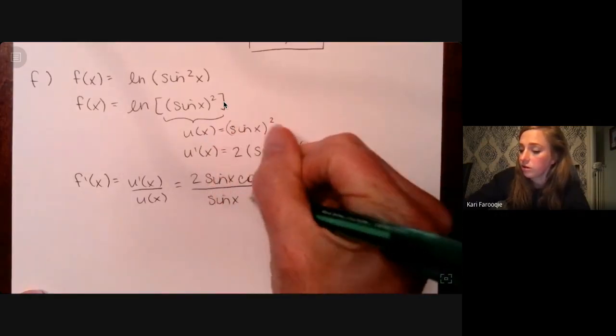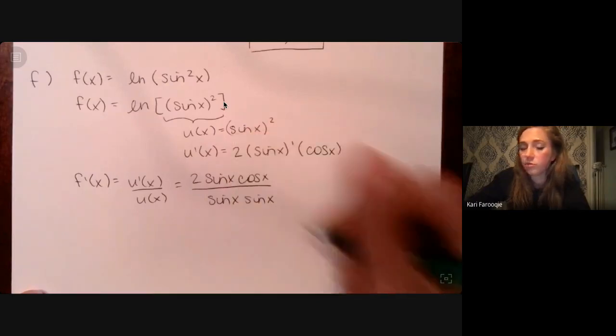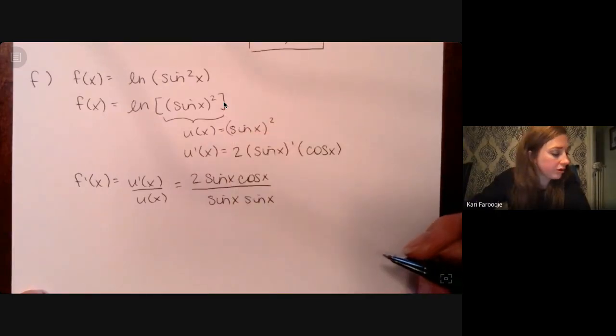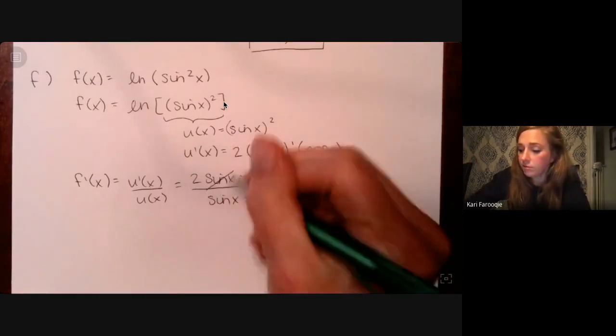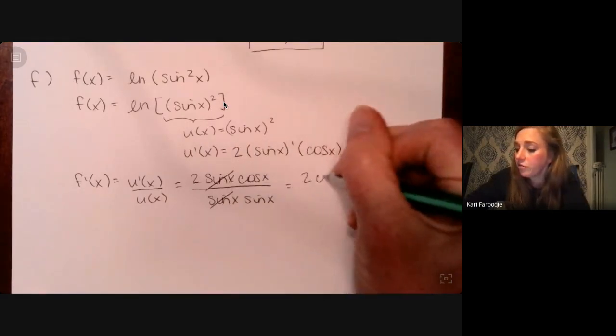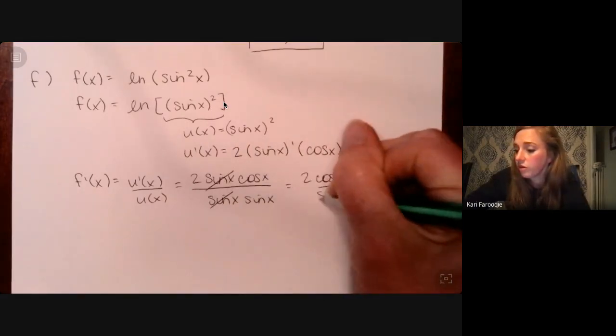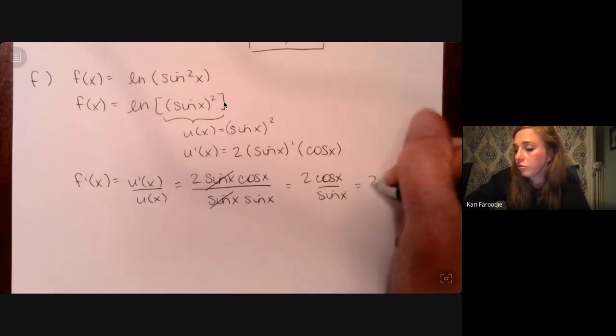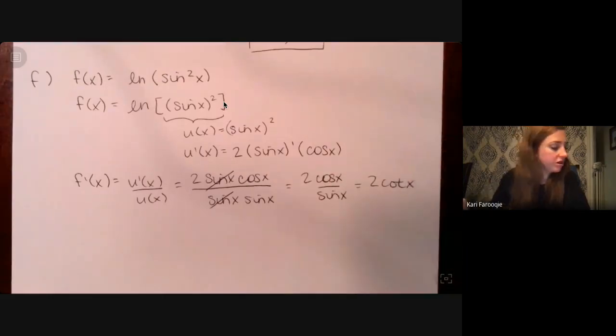If you want to write that like this, just because you're squaring it, you're multiplying it out, if you find that easier to do, that's fine. Go ahead. That makes it easier to simplify. So you'll have 2 cosine x over sine x. And you can rewrite that as twice the cotangent of x.